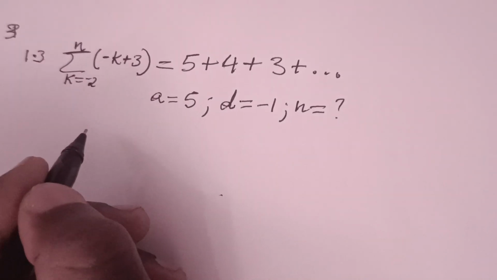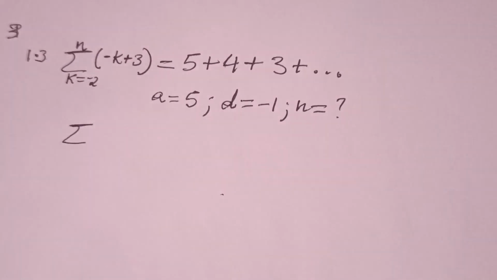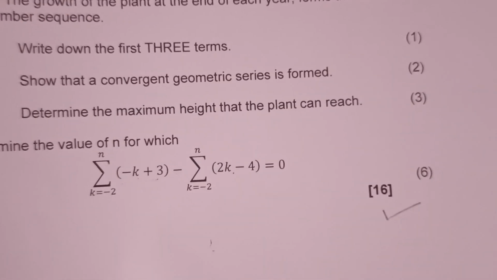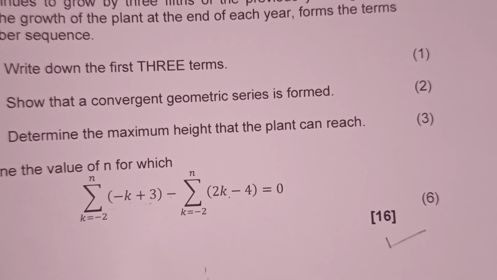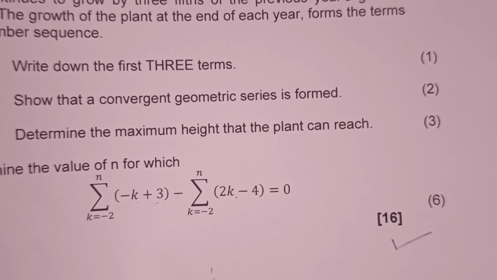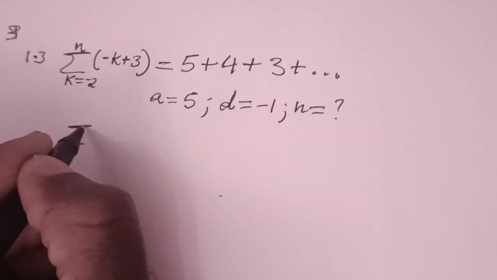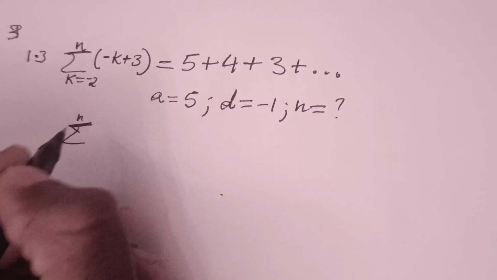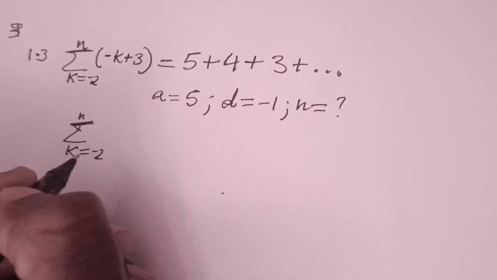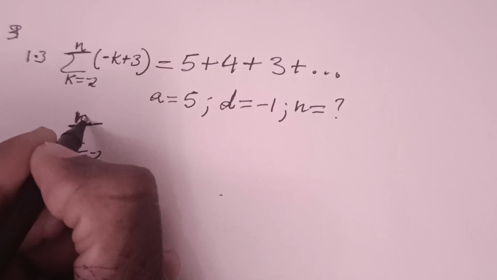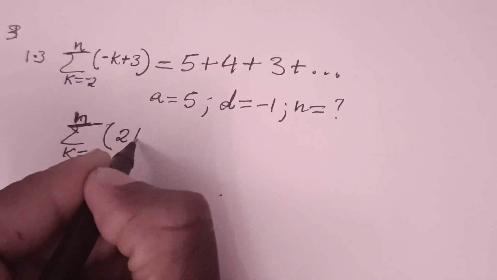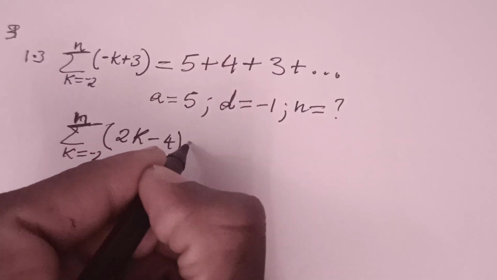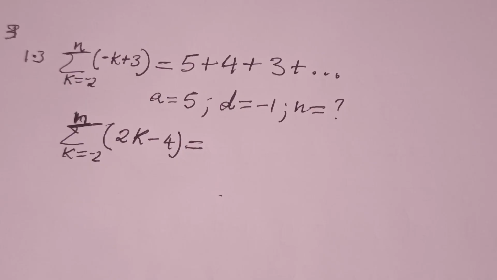Let us look into the other series, which is the sum of 2k minus 4 from k equals minus 2 up to n. Let's do that one. From k is equal to minus 2 up to n. That n must be visible there, such that you've got 2k minus 4. Using your calculator, same method.